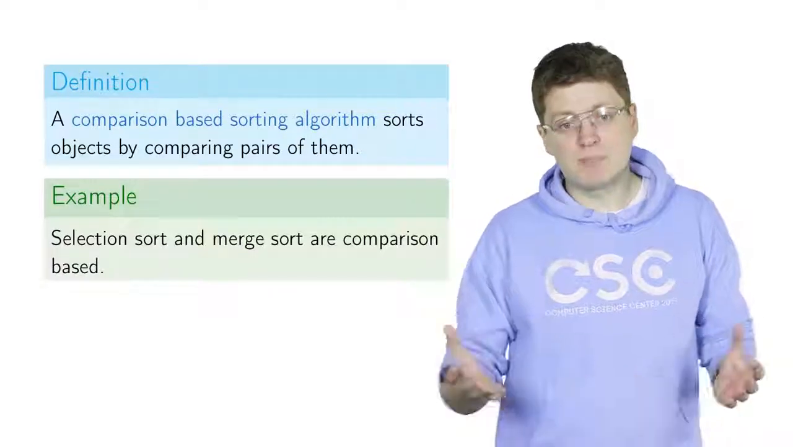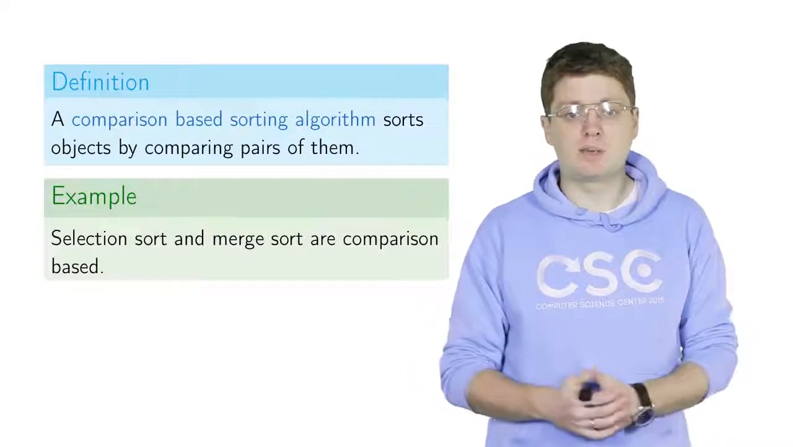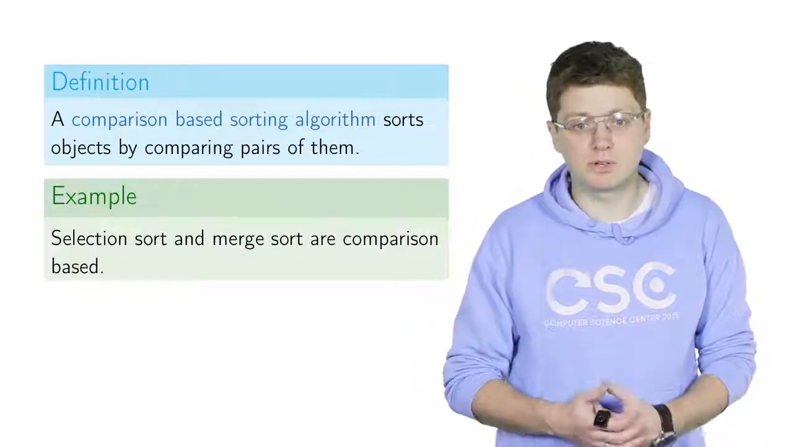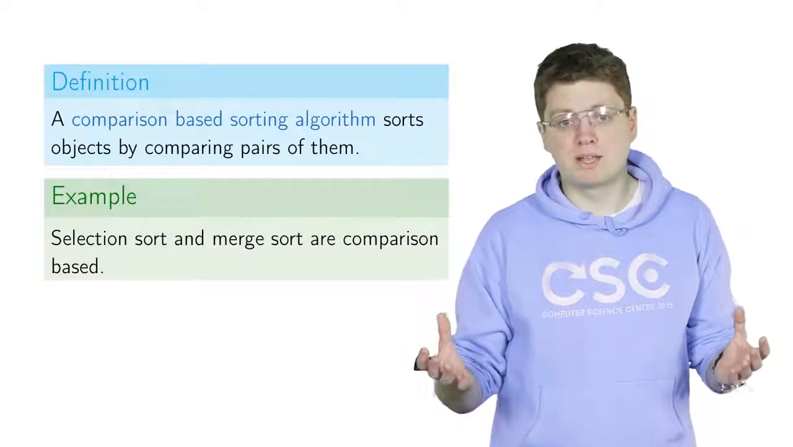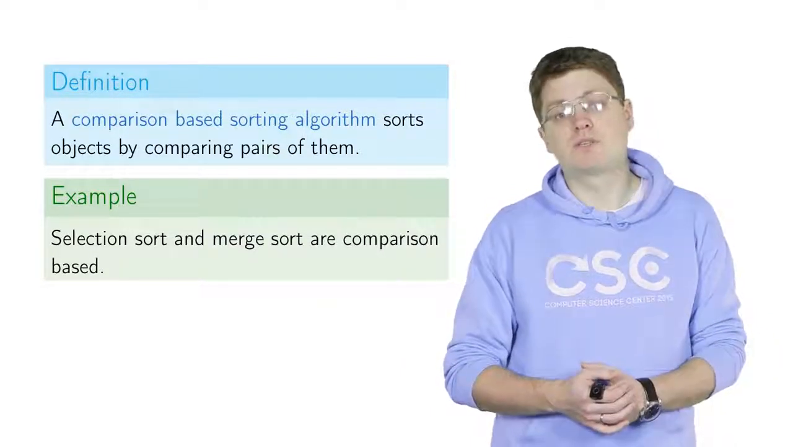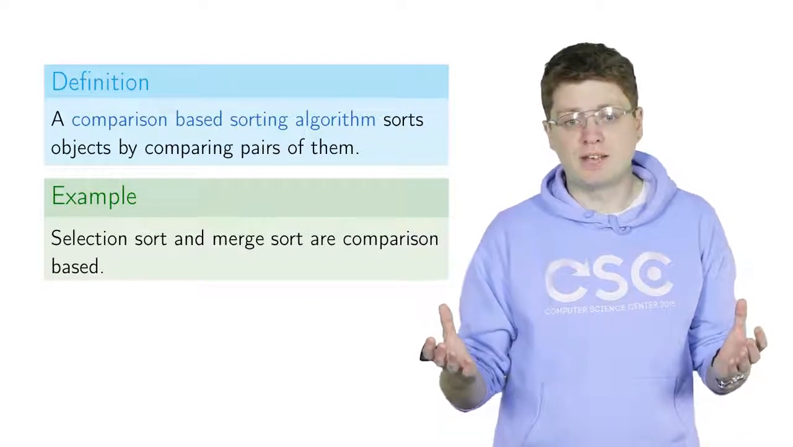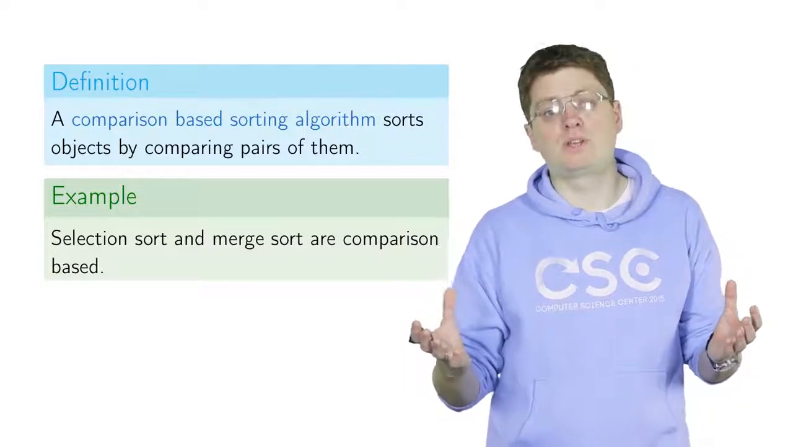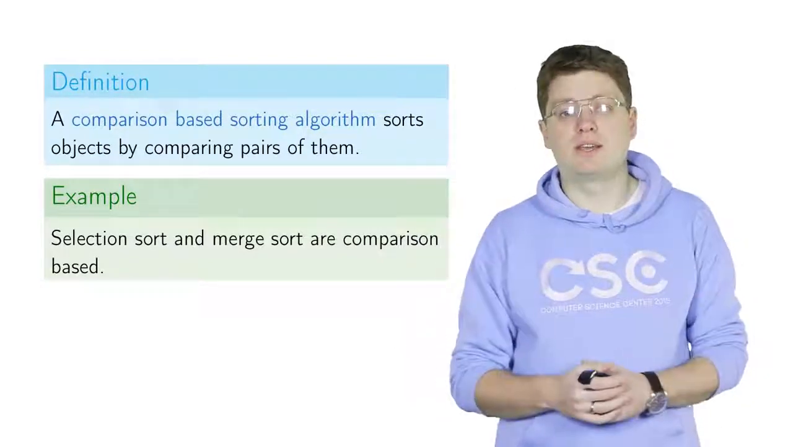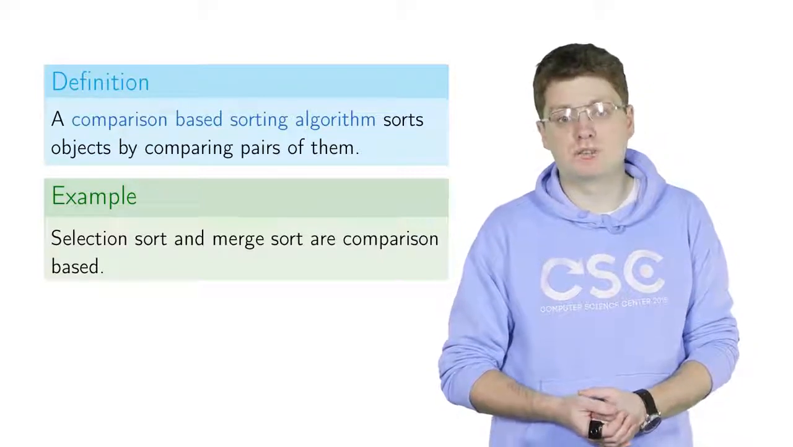So, for example, the two sorting algorithms that we already considered, namely the selection sort algorithm and the merge sort algorithm, are both comparison-based algorithms. The selection sort algorithm at each iteration finds the minimum value in the remaining part of the array. And it does so exactly by comparing pairs of objects, right?